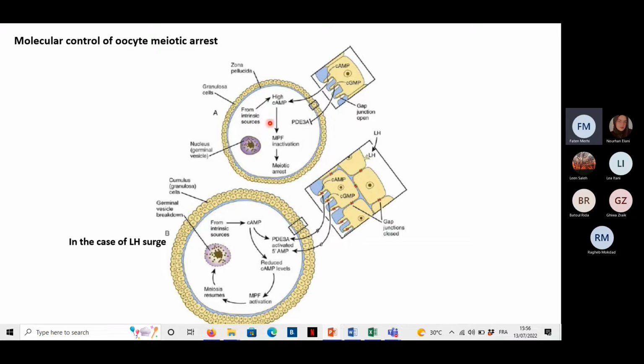Now, in the absence of LH, before the LH surge, we had high levels of cyclic AMP inside of the oocyte.